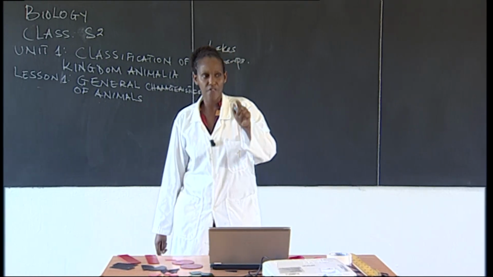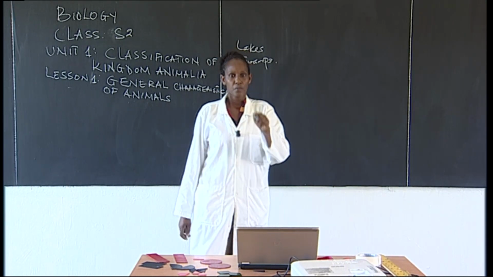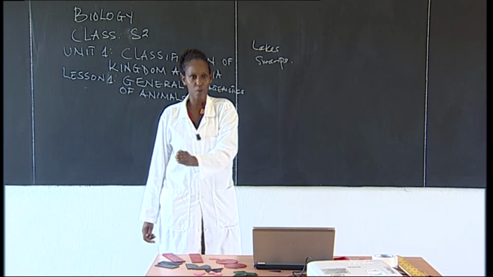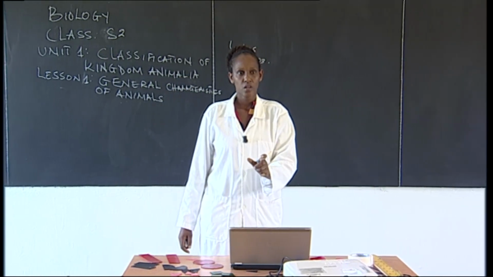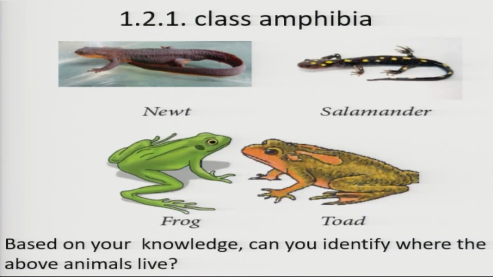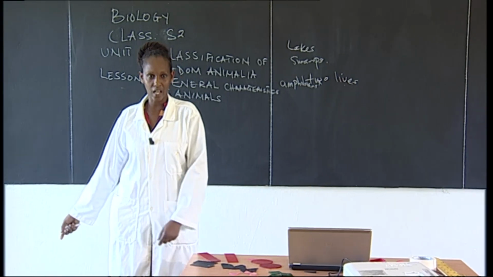The word amphibian is divided into two words: amphi and bios. Amphi means two. What does it mean? It means two lives. It means that these amphibians are able to live either on water or on land.